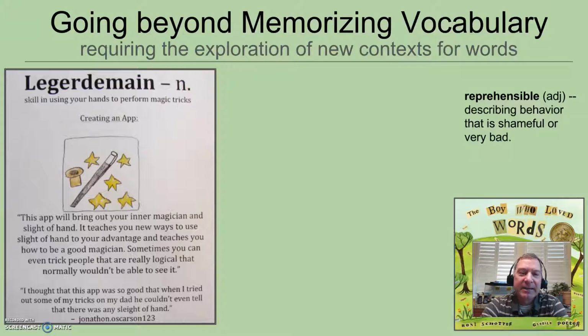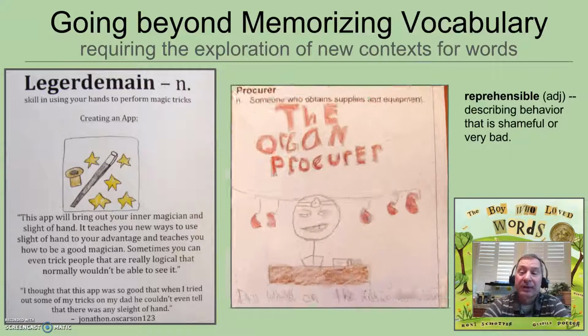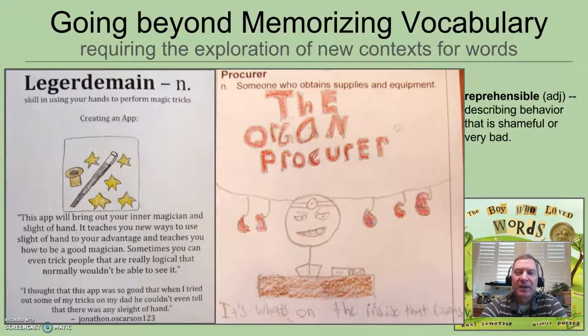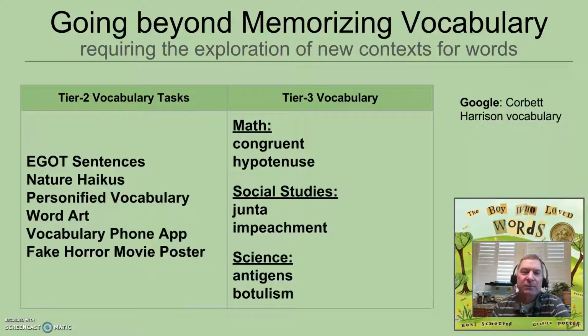My students came up with this idea. I never say this word right. I think it's legerdemain, but create a fake phone app that would be named your vocabulary word. You have to draw a little icon picture, you have to do the description of what the app does, and then you have to have one review. My kids came up with this. I think it's brilliant. And then my dark thinking kids came up with the idea of the fake horror movie poster. The word has to be in the title or in the tagline. This is the organ procurer, and the tagline is just what's on the inside that counts. But it's a great way for kids to think about words in those different contexts.